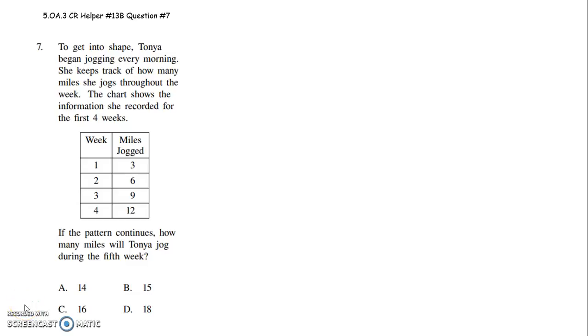All right, sixth graders, this is to help you with question 7 on CR 13 version B. It says, to get into shape, Tanya began jogging every morning. She keeps track of how many miles she jogs throughout the week. The chart shows the information she recorded for the first 4 weeks.